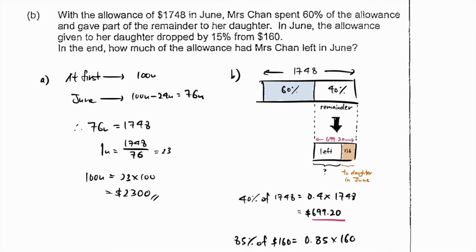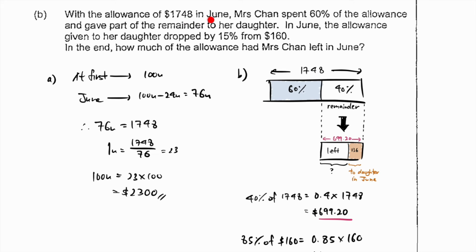Okay, part B, with the allowance of 1748 in June, this is Mrs. Chan's allowance. 60% was spent, and part of the remainder given to the daughter. Actually, we can find out what the remainder is. It is 40% of 1748, which I did over here, and this is 699.2. This entire part here is to be given partly to the daughter. Now comes the tricky part.